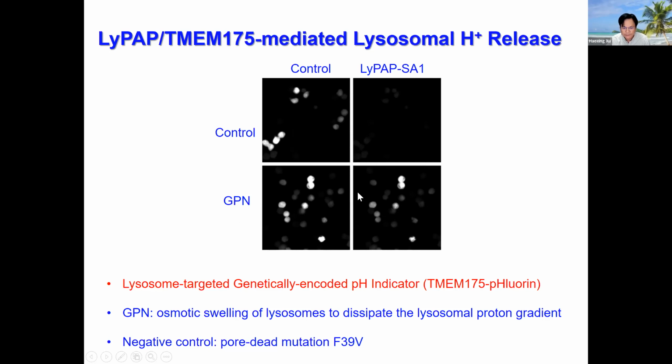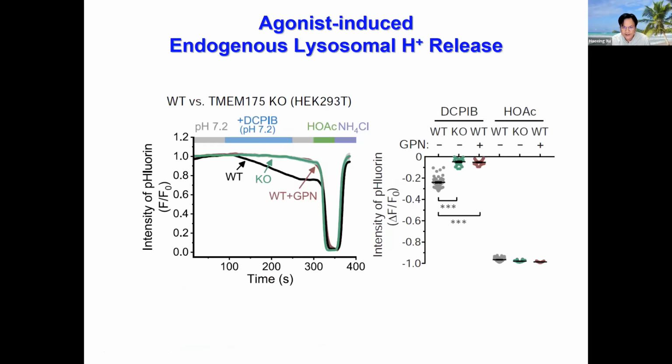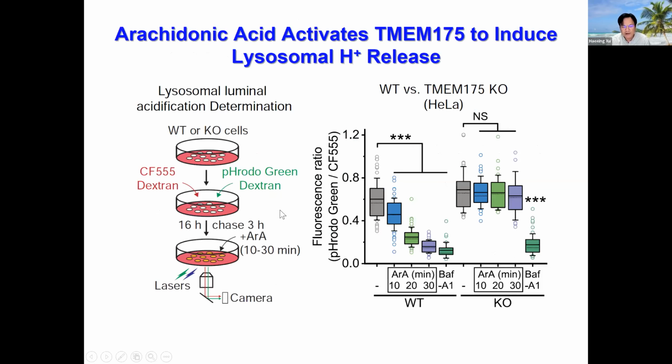So this is the overexpressed T175 protein. In the endogenous setting, we can also see proton release, but it's much smaller. But again, we did a control experiment to show that this is the release from the lysosome. So using the lumino dyes, now we can see arachidonic acid can induce the reduction of luminal protons in wild-type cells, but not in the knockout cells.